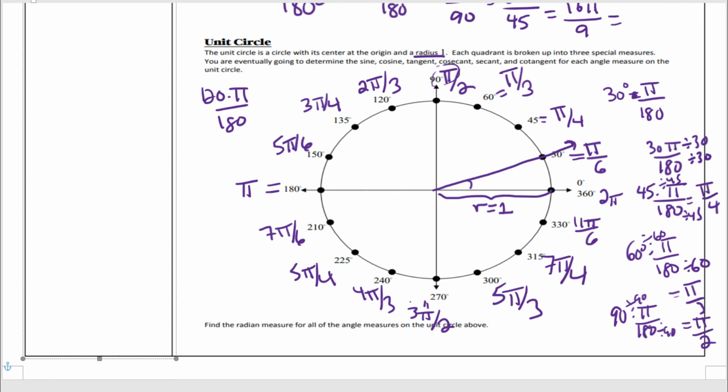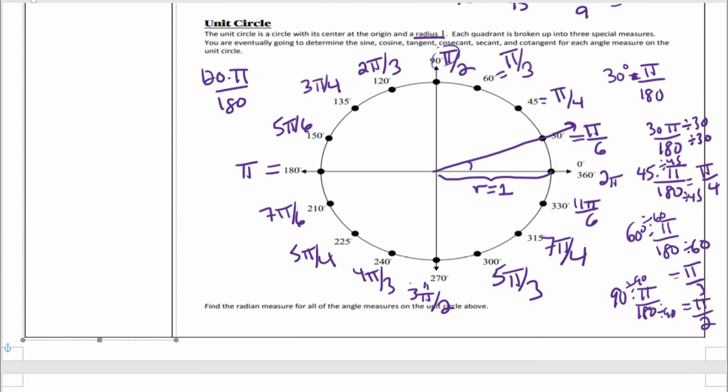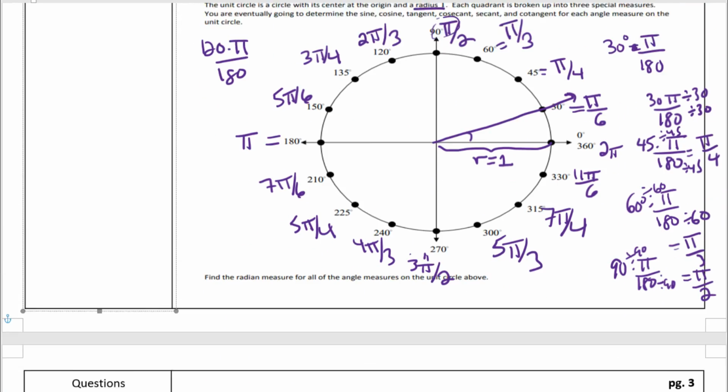All right, and that's it, guys. So you just got to practice the unit circle values and then know how to convert between those two.